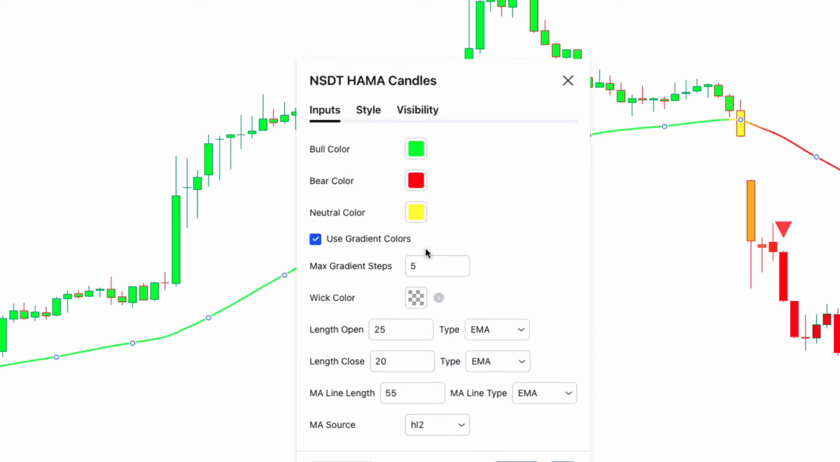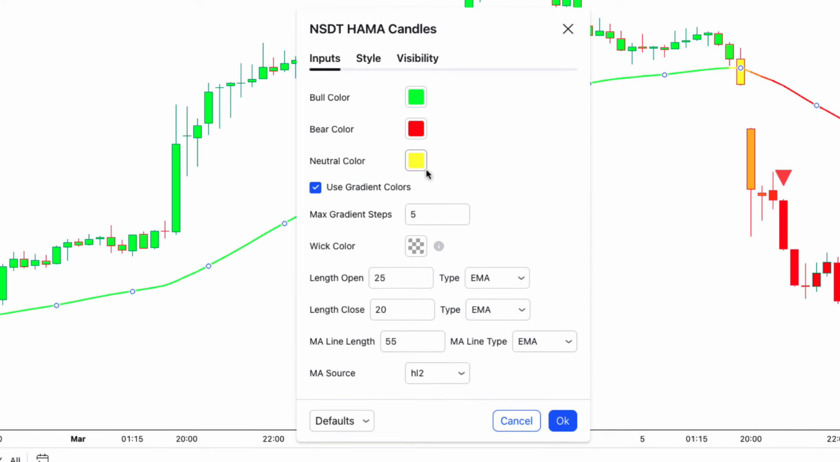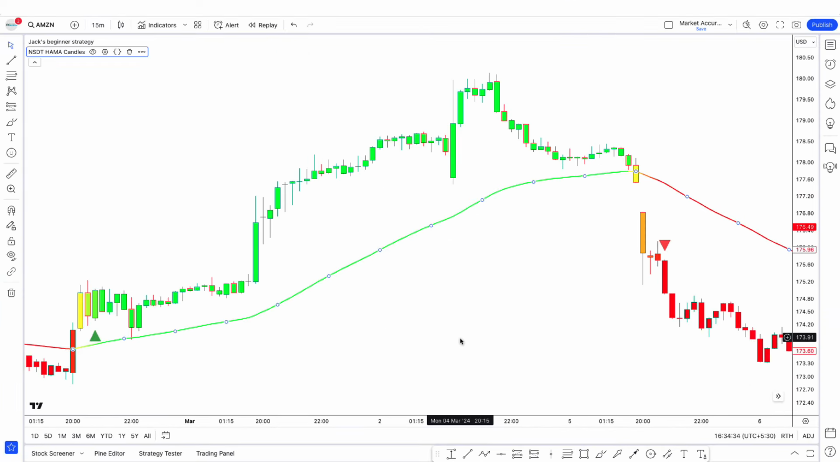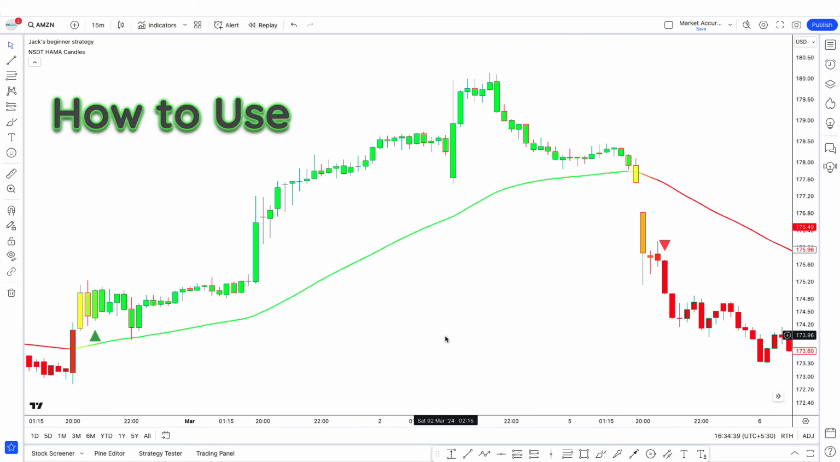And now go to the Input tab. And we have to change this length open option from 25 to 30. We have to change the length close option from 20 to 25, and here everything is fine. After that, click OK. Now, with the settings changed, you may be thinking, how do we use this trading setup?